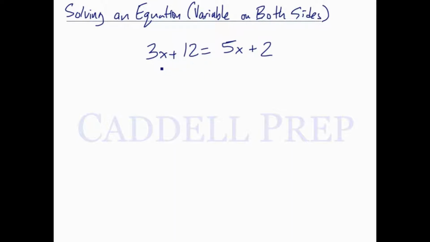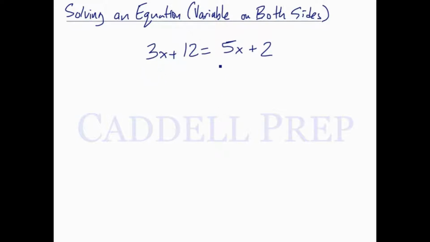So it doesn't matter what side we choose to bring it on. Let's just take a look and see what would happen though. If we do minus 3x, to get rid of x over here and bring it over here, minus 3x, we'd end up with 12 equals 2x plus 2. Then we have a regular equation that we're used to solving. Let's see what happens if we do it the other way.